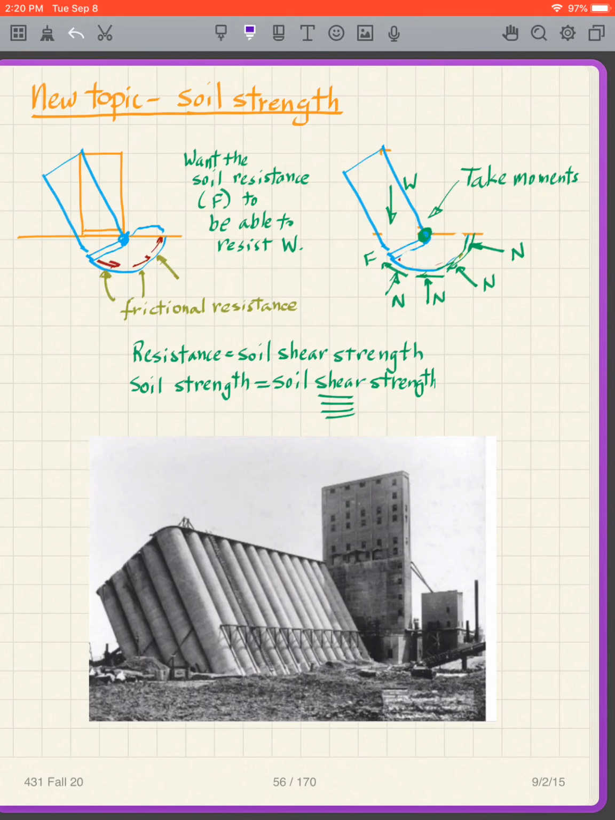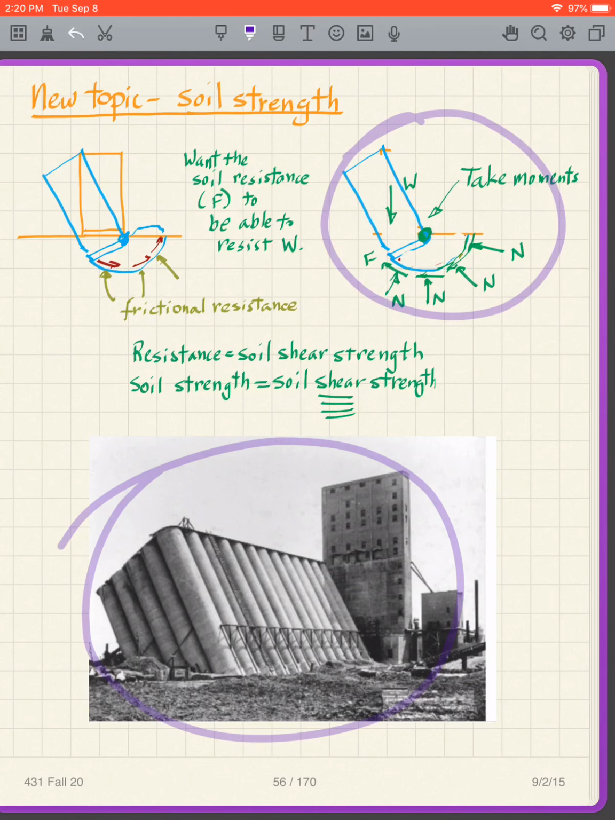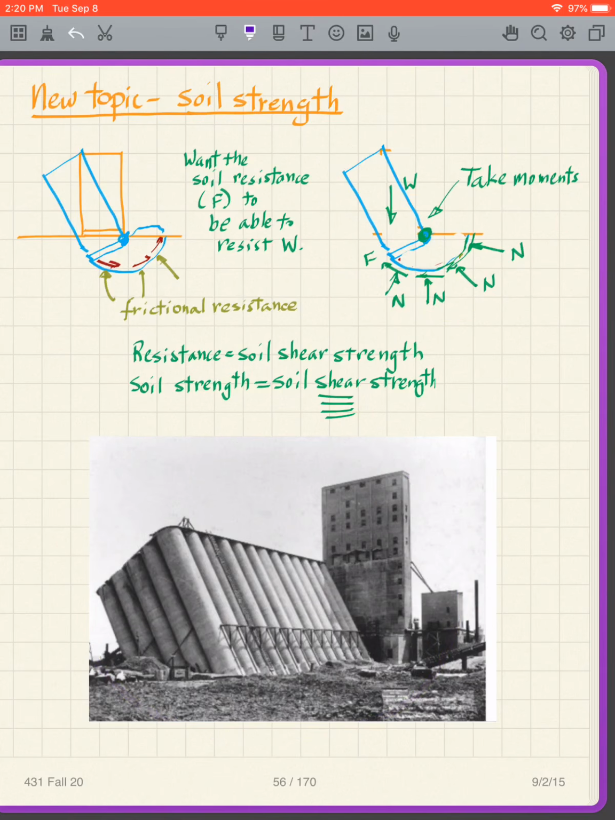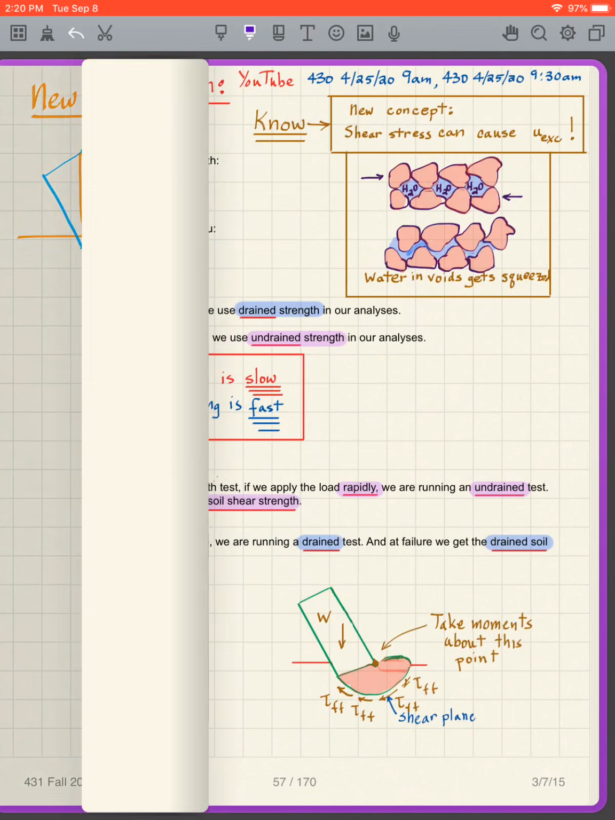So this is a picture here of exactly what we're talking about. This is the classic bearing capacity failure. We call it a bearing capacity failure. You can't really see what's going on underground in this picture, but it's approximately that.